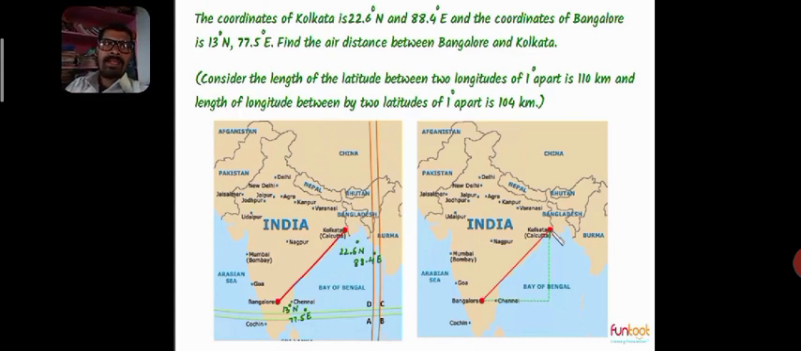For example, here we are going to take 1 degree apart as 110 kilometers. We choose a definite scale, and by using that scale we are going to find the distance between the 2 points in the graph.